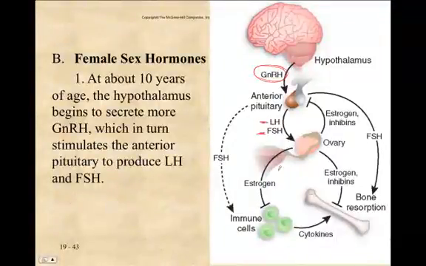And so you can see that there's a nice negative feedback cycle here, just as we saw in men, to help ensure that we don't release too much luteinizing hormone and too much follicle stimulating hormone from the anterior pituitary. So we do have a nice negative feedback mechanism, just like we did in the males, to ensure that we are secreting just the right amount of luteinizing hormone and follicle stimulating hormone.